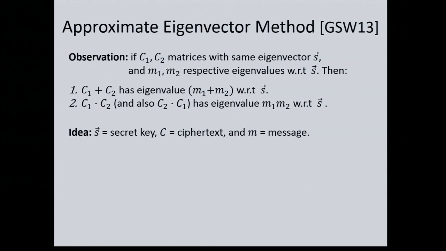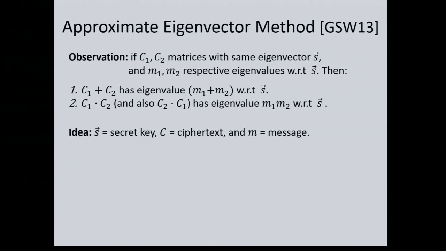So why don't we have our ciphertext be matrices? And the message that is encrypted in the matrix is going to be an eigenvalue that corresponds to an eigenvector, which is secret. So at least hopefully, if this eigenvector is secret, then perhaps the message is hidden. But if I know what this vector S is, then I can recover the message.